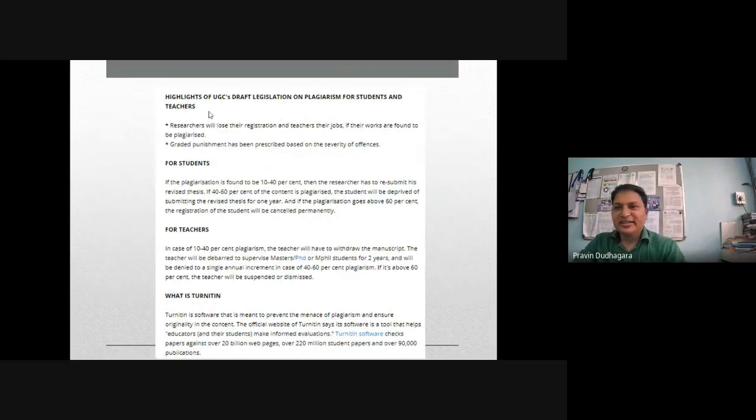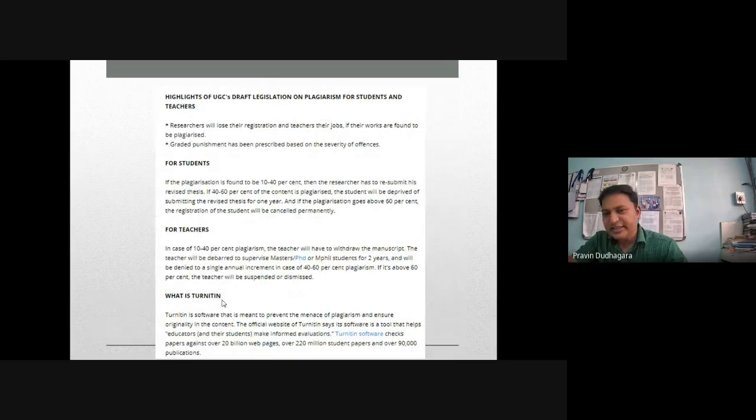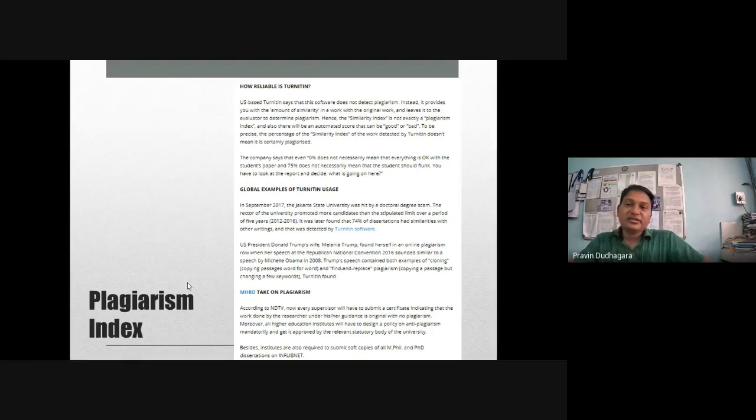Again, the highlights of the UGC draft legislation on plagiarism for students and teachers. This is repetition because we already went through the 10 to 40%, and more than 40% for teachers and students. The main problem with Turnitin, Orkund, or any other software is the plagiarism index. I mean, how can you check how much plagiarism is present in my project draft? Basically, it is based on the similarity index.